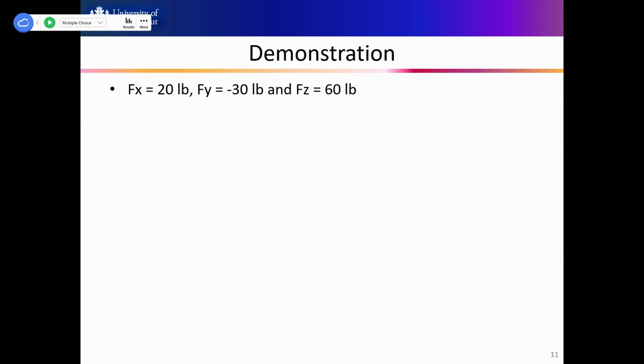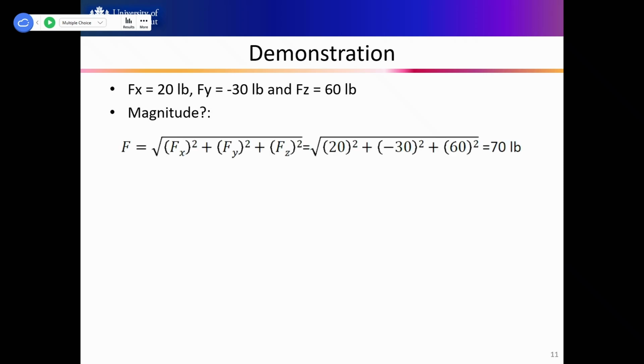I'll show you a demonstration. Here, the force F is 20i minus 30j plus 60k pounds. What is the magnitude? How can we find it? Using Pythagorean, exactly: the square root of the sum of the squares of the components. So the square root of 20 squared plus 30 squared plus 60 squared, and the answer is 70 pounds. That is the magnitude.